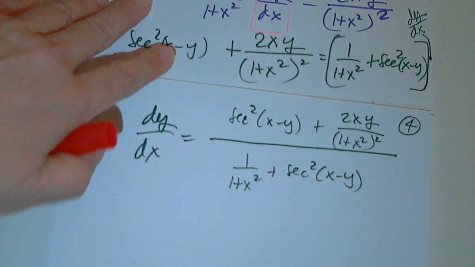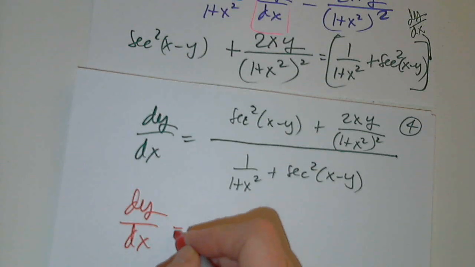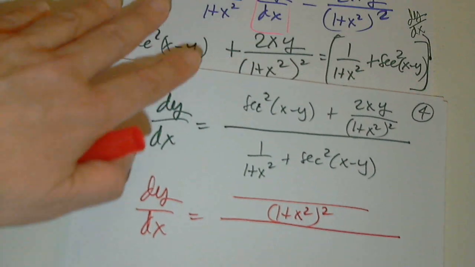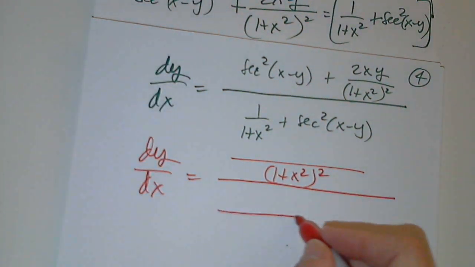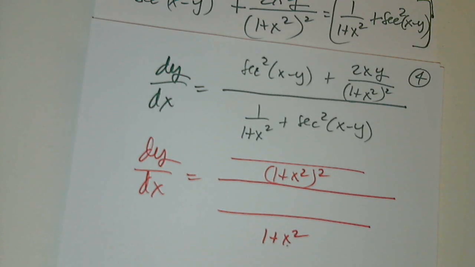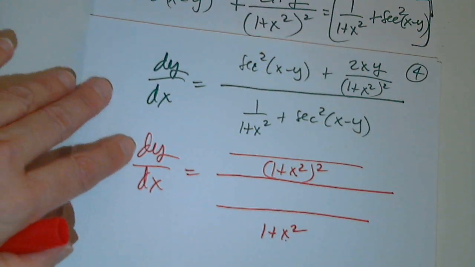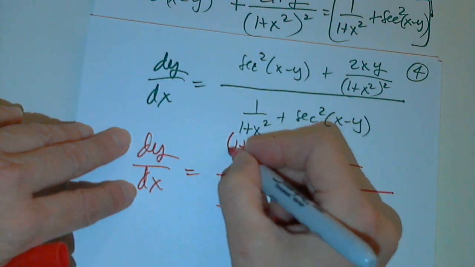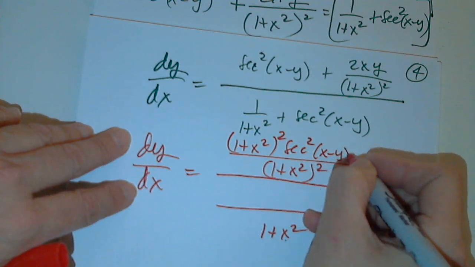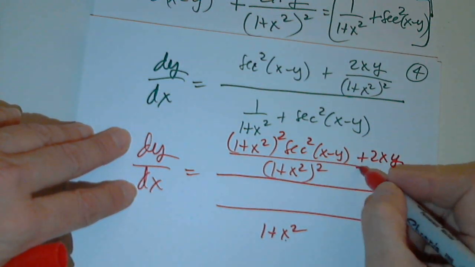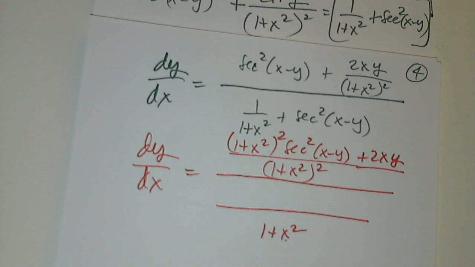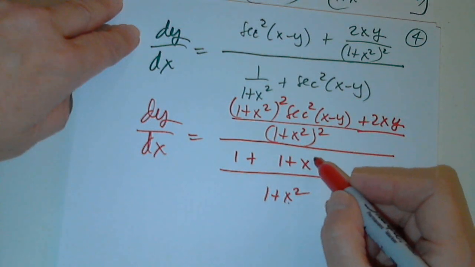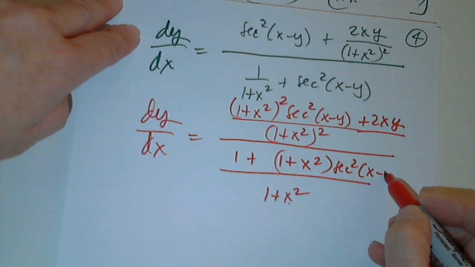Okay, so in the numerator, the least common denominator is 1 plus x squared squared. In the denominator, the least common denominator is 1 plus x squared. So the numerator here at the top will be 1 plus x squared squared secant squared x minus y plus 2xy. In the denominator, we have 1 plus x squared secant squared x minus y.